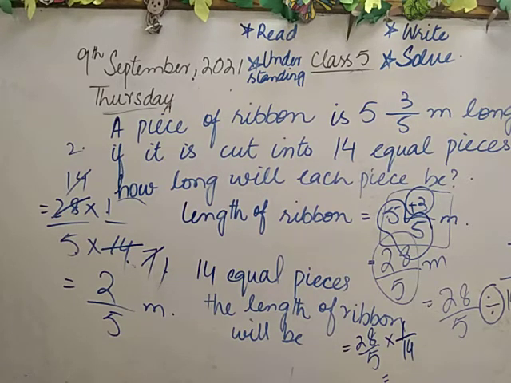Okay. Now I am going to repeat, you have to listen very carefully. A piece of ribbon is 5 3/5 meter long. If it is cut into 14 equal pieces, how long will each piece be? First of all, the total length of ribbon is 5 3/5, a mixed fraction, so we will write it in fraction form, which is 28 by 5. In the next step, we write 14 equal pieces. If it was cut into 14 equal pieces, we need only one length. So we will simply divide it.